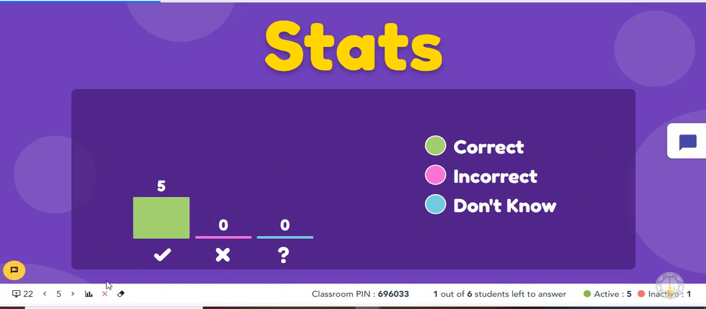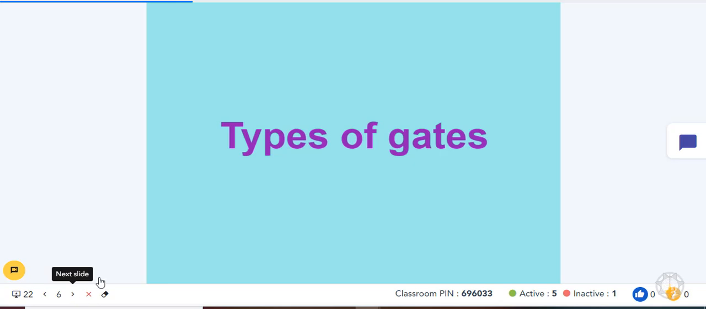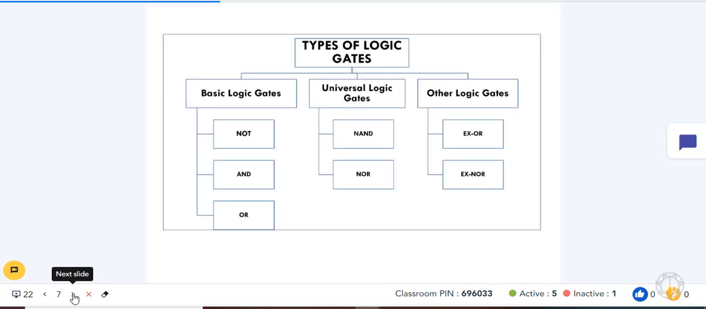Now we will move to the types of gates. From the last slides we got to know why these gates are called logic gates. Now we will move to the types of gates. Here in the flow chart you can see the types of logic gates. There are 3 types: basic logic gates, universal logic gates, and other kinds of logic gates.